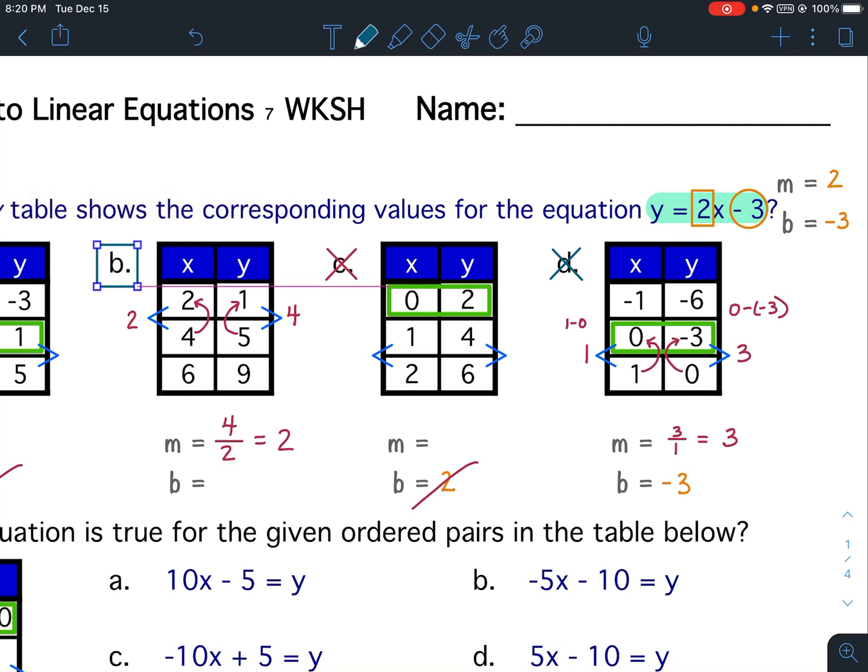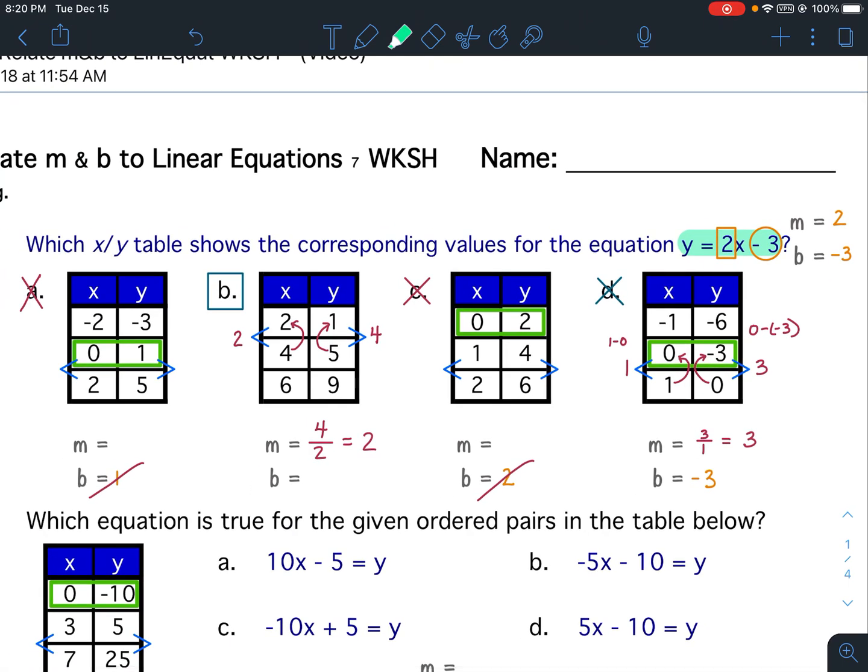Then what you should do is you should check to see if you're correct. For instance, you would put these x values in that are here, put them in for x in the equation, and see if you get the correct y. So 2 times 2 is 4, 4 minus 3 is 1, so that would work. 4 times 2 is 8. 8 minus 3 is 5. The second one works. 6 times 2 is 12. 12 minus 3 is 9. All three of them work. So B is my answer.